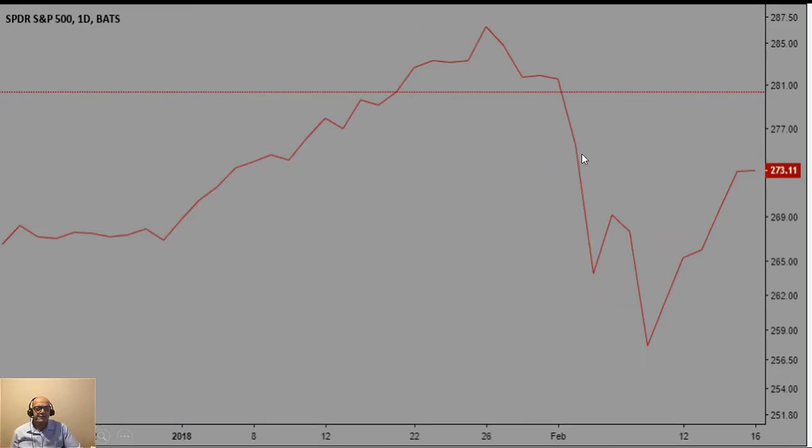And then you have the line chart. And just one thing you need to understand about the line chart is that it doesn't take into consideration the highs and lows.